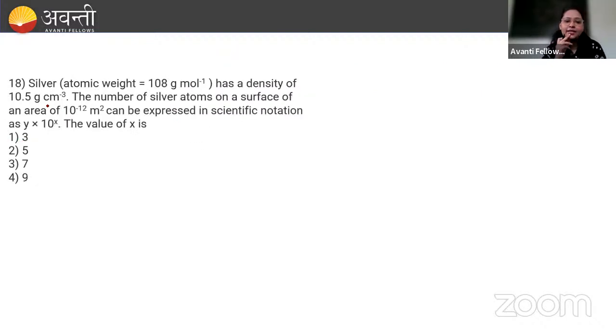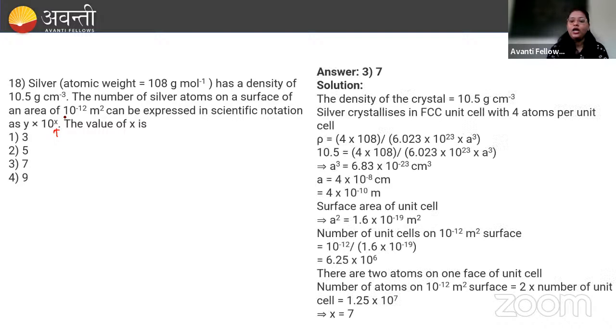Next, silver has a density. Silver का density दिया है. The number of silver atoms on a surface of an area can be expressed in scientific notation like this. What is the value of X? Here जो value X है ना, 10⁻² वाला, इसका वैल्यू क्या है हम लोगों को पूछा है. So very interesting problem again. You know the density is given, that is 10.5 gram per centimeter cube, right?